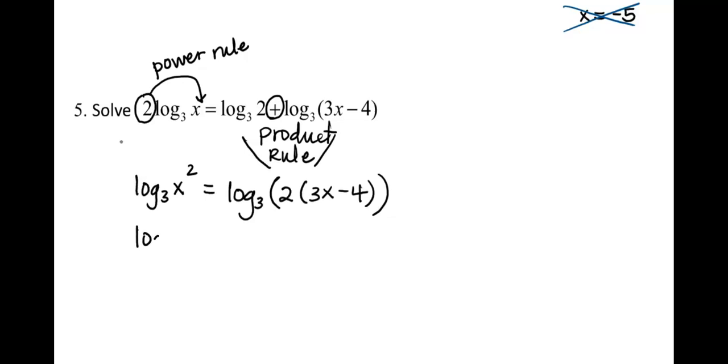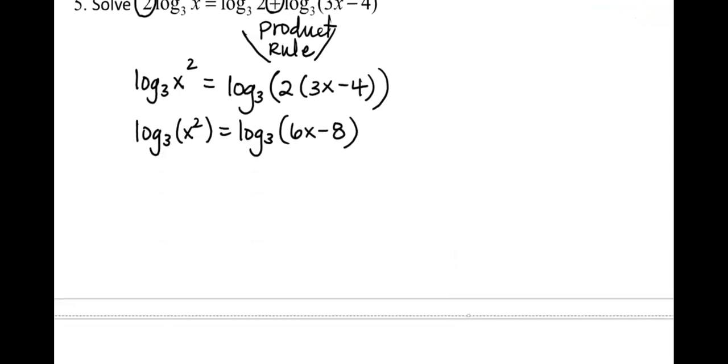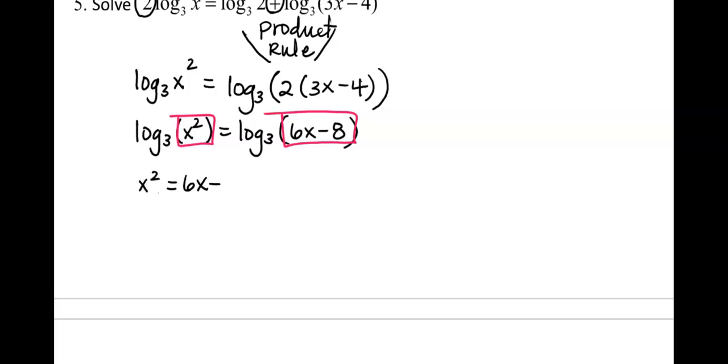To simplify this a little bit, I will go ahead and distribute the 2 that's on the inside of the log on the right side of the equation, giving us 6x minus 8 as that input. And now we are ready to apply the logarithmic one-to-one property and set the insides of these logarithms equal to each other. We again have a quadratic equation, which we solve by getting 0 on one side. So I'm going to subtract 6x and add 8 to both sides of the equation.